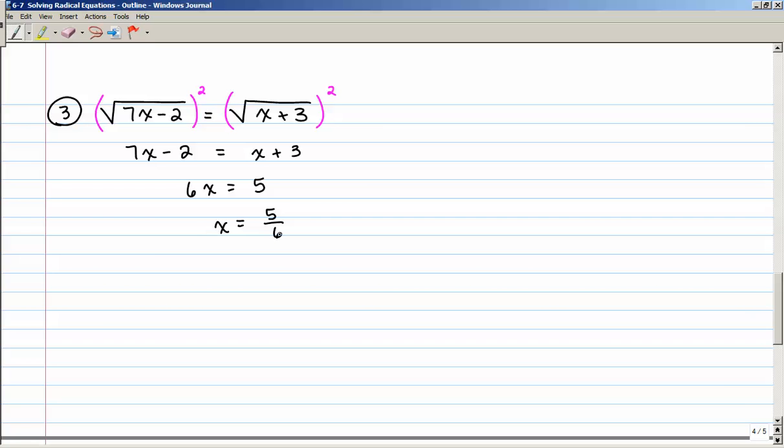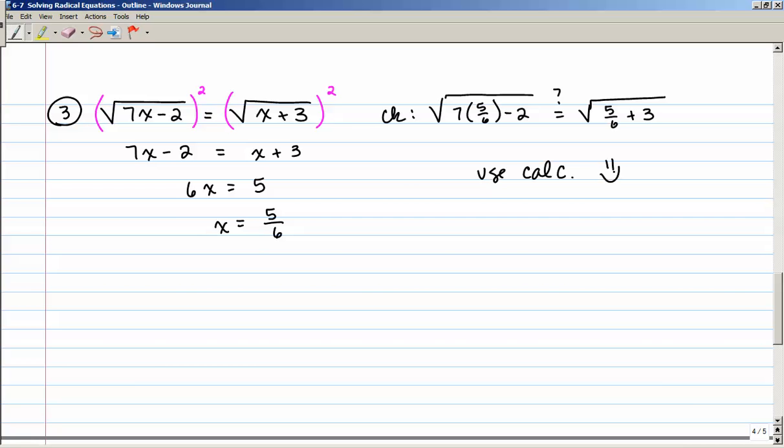Okay, may seem very easy. Don't box that yet. We have to check it. So for my check, is the square root of 7 times 5/6 minus 2 equal to the square root of 5/6 plus 3? And to check this, since it's pretty nasty looking, I would go ahead and do it in the calculator. Plug in this, and since it's a square root on both sides, do you get the same thing underneath the radical when you do both of those? Indeed you do. Use your calculator, and it does indeed check. So x is equal to 5/6.